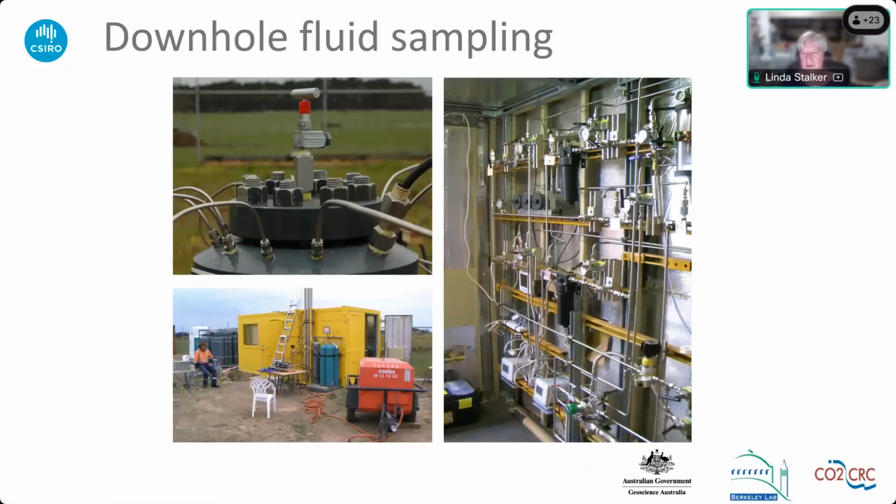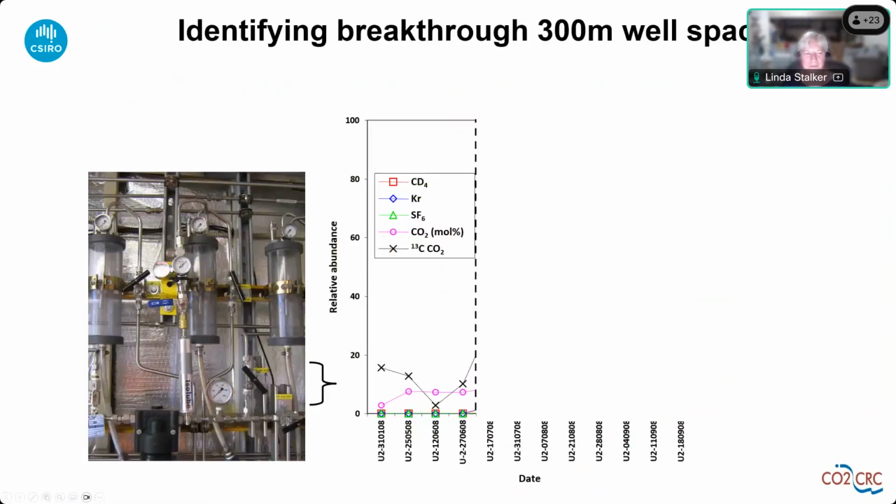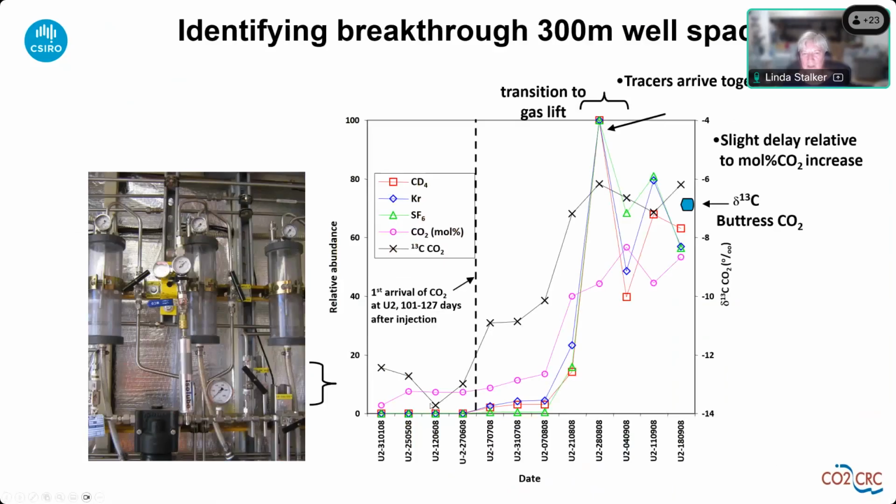There was a lot of, I think the best thing I could describe it as is tap juggling to try and get these fluid samples out. Working with the team, we were able to identify when we were getting first breakthrough of the CO2 from the injection well to the monitoring well, and we'd added a whole bunch of chemical tracers, but actually the most effective thing that showed the change in the arrival of the CO2 was the carbon isotopes in this case.